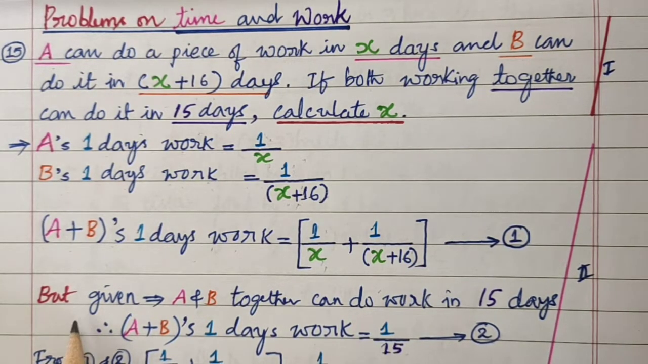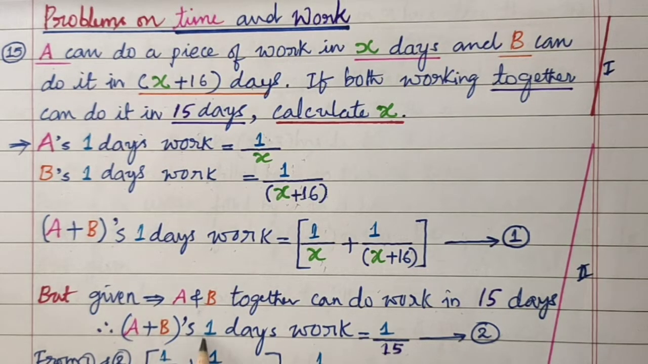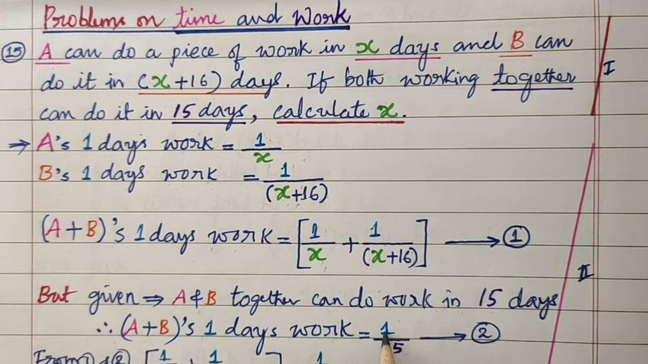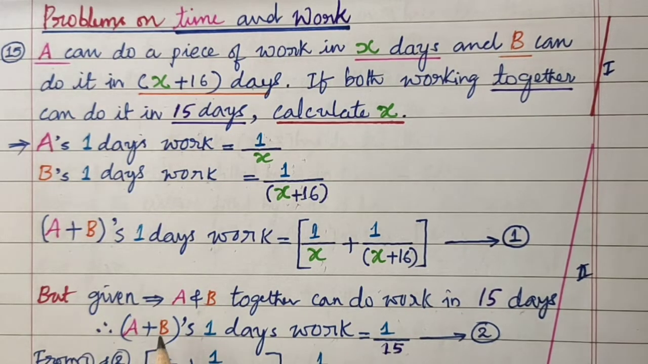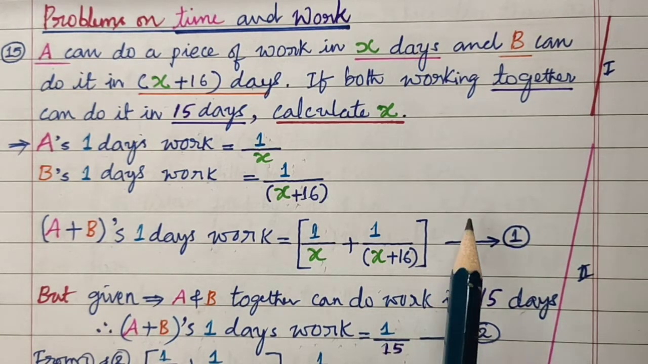But they were given that A and B together can do the work in 15 days. Both together can finish it off in 15 days. Therefore, A plus B's 1 day's work is 1 by 15. So we have two expressions for A plus B's 1 day's work. We can equate these two, and we'll get an equation. If you solve that equation, you will get the value of x.